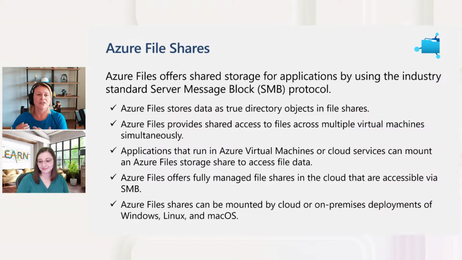And then it stores true directory objects, just like on premises. And you can share across multiple virtual machines accessing it at the same time. So just like a normal file share, just like any network folder you have on your machine. Everyone can access the same data at the same time. Exactly. Anyone with the mounted drive and the appropriate security can get access to that file, and you can both open it up and use it and save it, and it'll keep the changes for you.